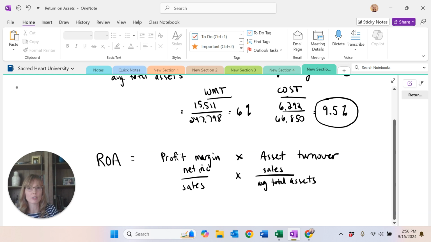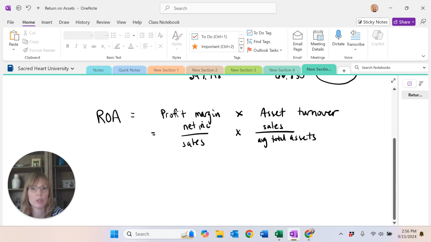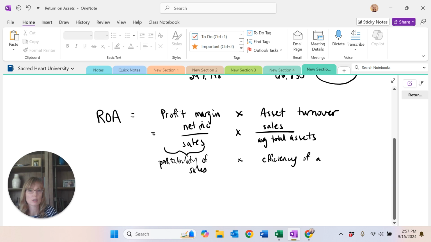We can see why ROA is equal to these two components. If we cancel out the sales, we get net income over average total assets. But this is helpful because it looks at these two drivers, profit margin and asset turnover, in terms of producing that resulting income generated from assets. So this is our profitability of sales, multiplied by our efficiency or effectiveness of our assets.